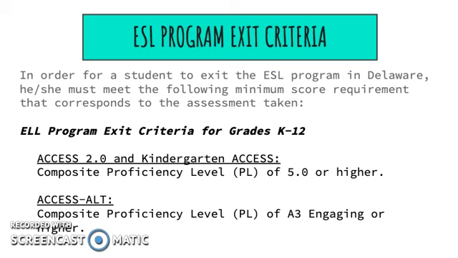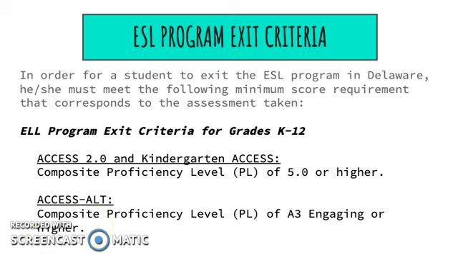So for students who took the Access 2.0 or the Kindergarten Access, they must receive a composite proficiency level or PL of a 5.0 or higher on the Access assessment. The highest score is a 6.0. For students who take the alternate access, they must receive a composite proficiency level score of an A3 engaging or higher.